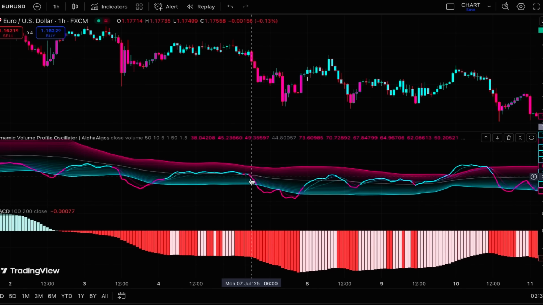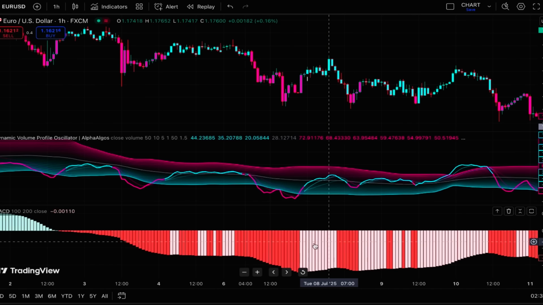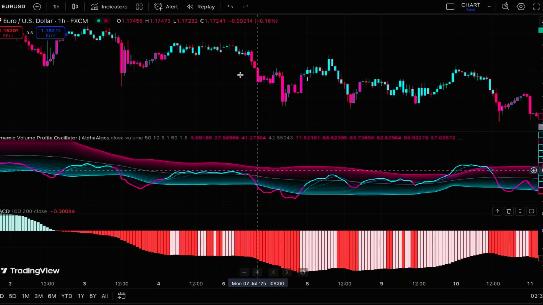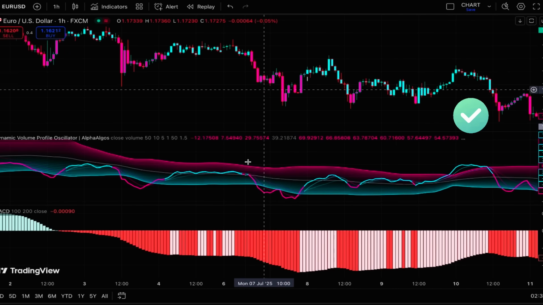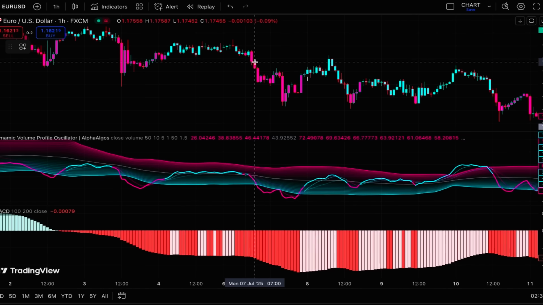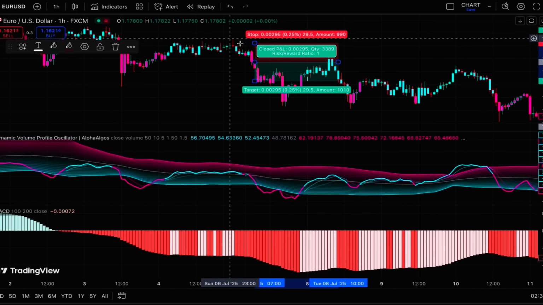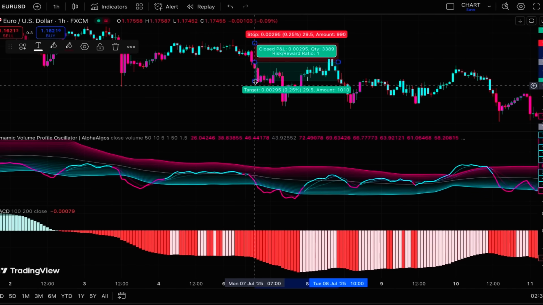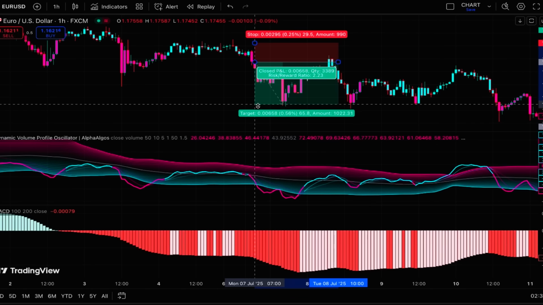When the line is closed below the center line, here in the MACD histogram, the bar should be dark red. If it is light red, we don't enter a trade because this shows that the downside momentum is weakening. But when it is dark red, it shows that the downside momentum is increasing. So the signal here is confirmed and we can enter a short position at this point with the stop loss above the previous swing high and profit target at 1.5 risk to reward ratio.